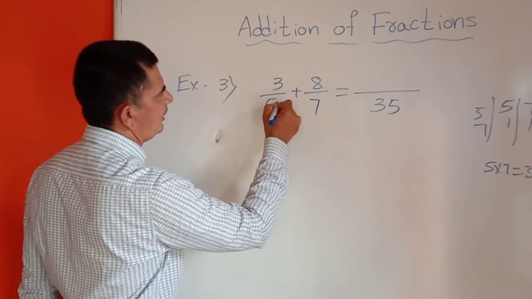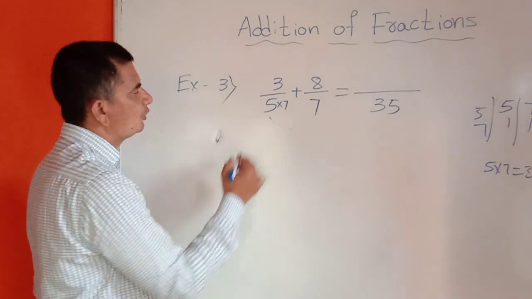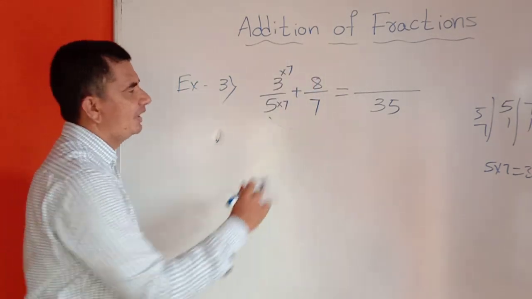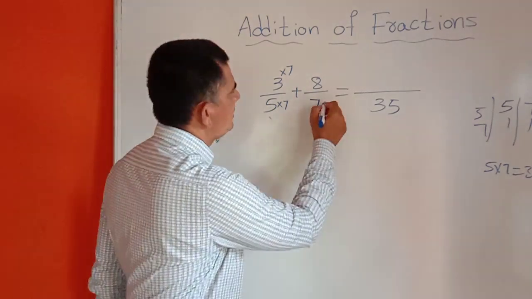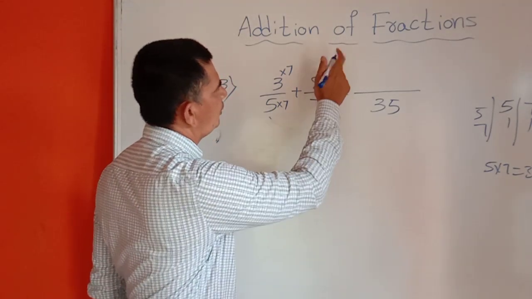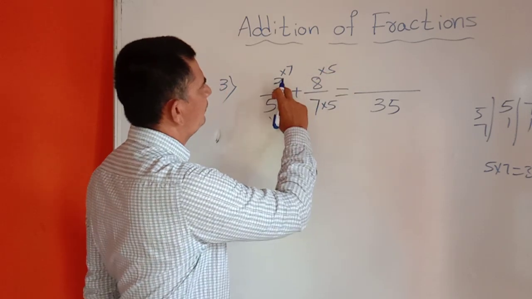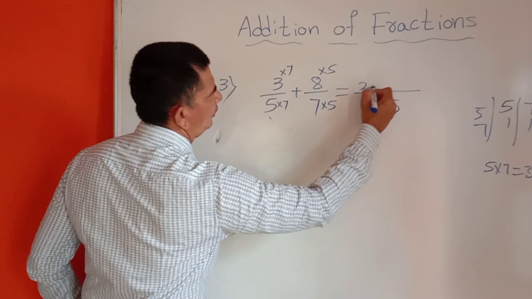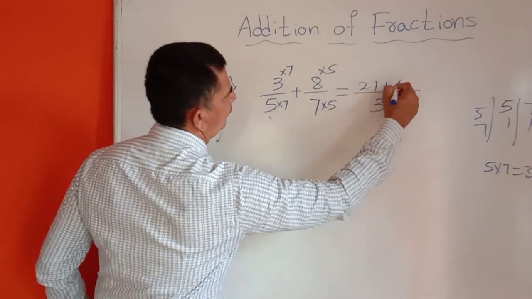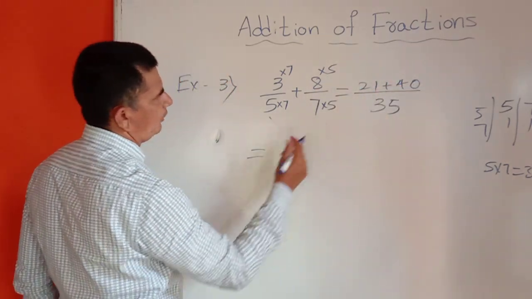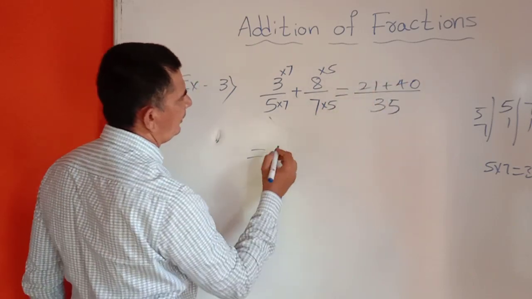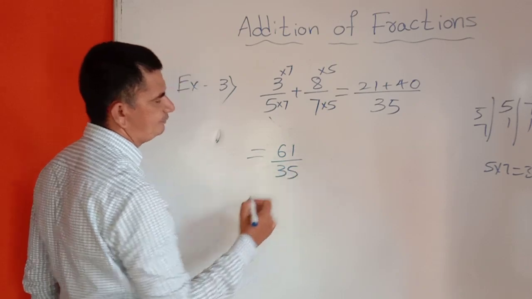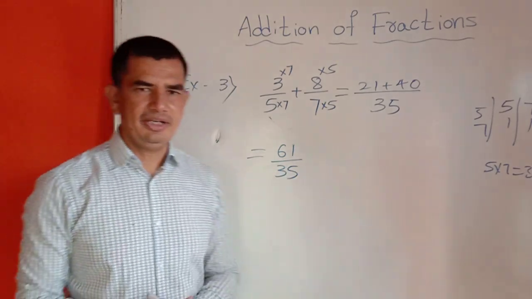5 7s are 35. So the same numbers will go over here and it will multiply by the numerator. 7 how much is 35? 7 5s are 35. This number we have to write here, 5. Now we have to multiply these numbers. 3 7s are 21, 8 5s are 40. Now 21 plus 40, we have to do addition. 61 by 35. So the answer is 61 by 35.